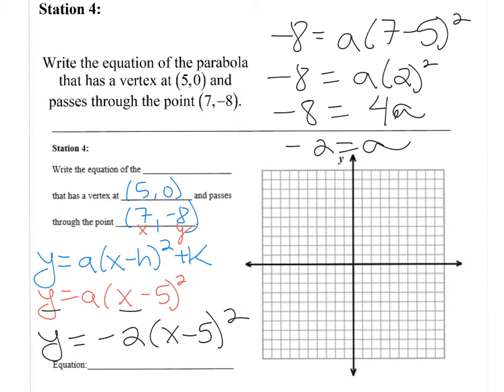Let's see if that makes sense. If we graph (5, 0), 1, 2, 3, 4, 5, 0, and it goes through the point (7, -8) down here, well, the graph must open down, so it makes sense that our leading coefficient is negative.